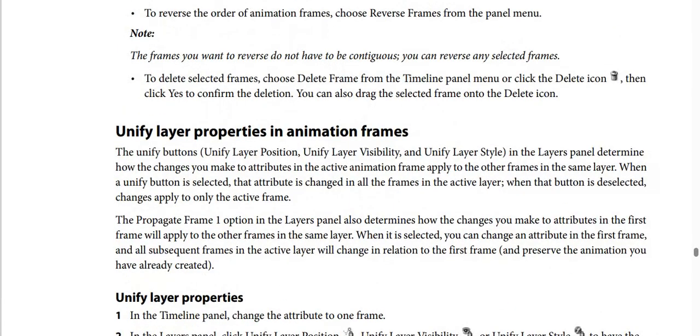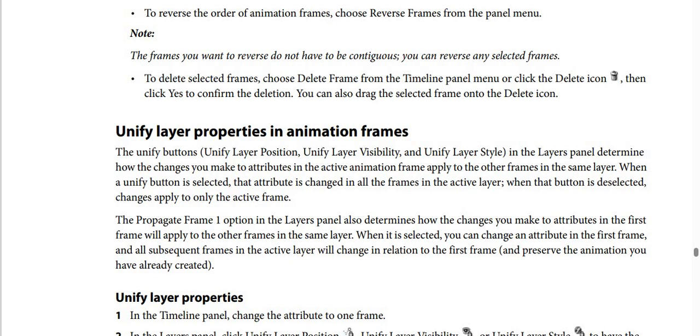How to unify layer properties in animation frames? The unify buttons, unify layer position, unify layer visibility, and unify layer style, in the layers panel, determine how the changes you make to attributes in the active animation frame apply to the other frames in the same layer. When a unify button is selected, that attribute is changed in all the frames in the active layer, and when that button is deselected, changes apply to only the active frame.